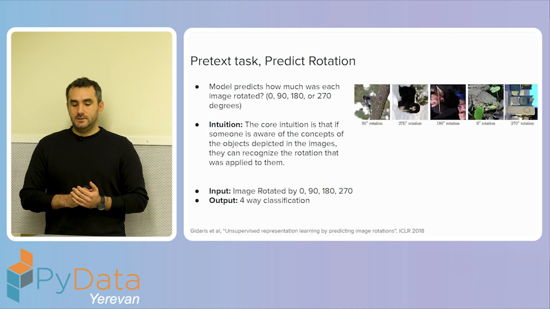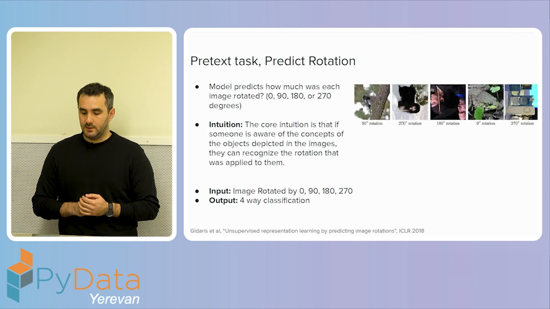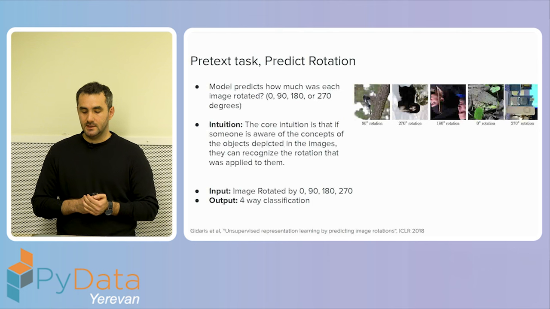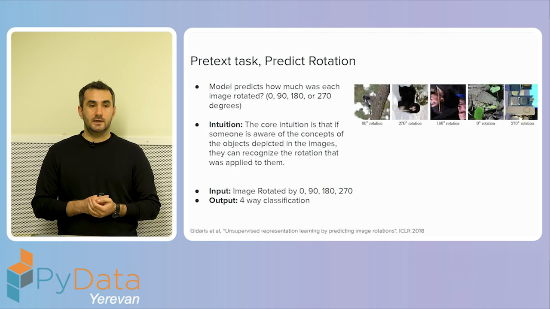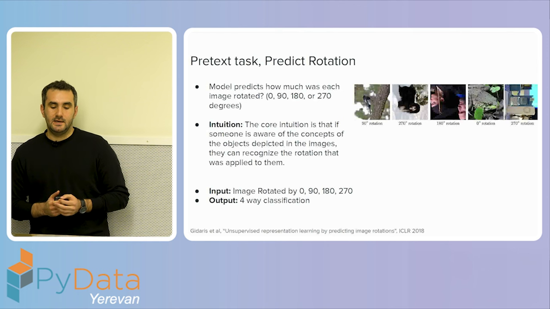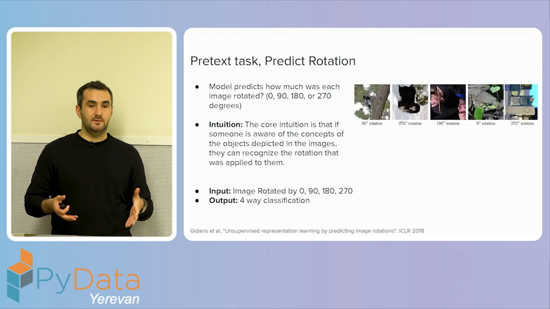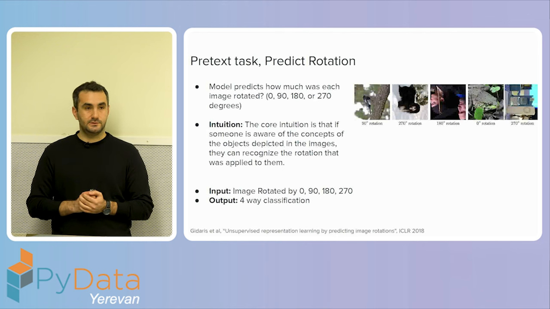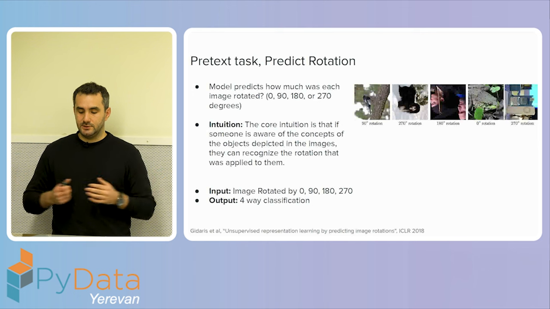A more recent one predicts rotations. Let's say we take images and arbitrarily rotate them either 90 degrees, 180 degrees, or 270 degrees. Then we give this image to the network and ask it to predict the rotation angle. So here we have a 4-way classification problem. The intuition is that if the network understands the content of the image, it should be able to understand whether it's rotated or not, or get the angle of rotation.